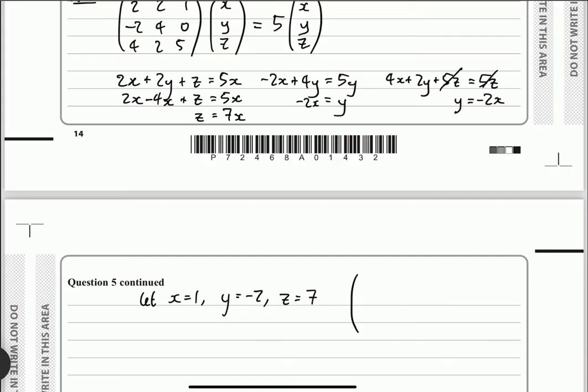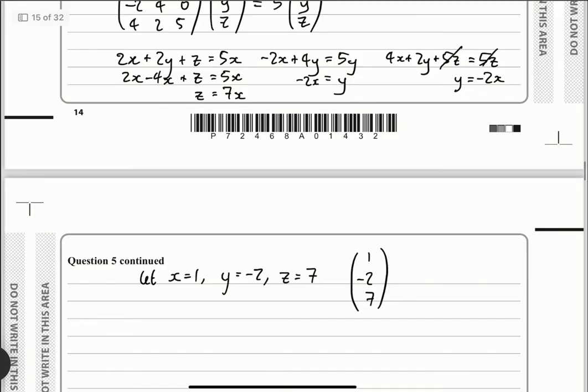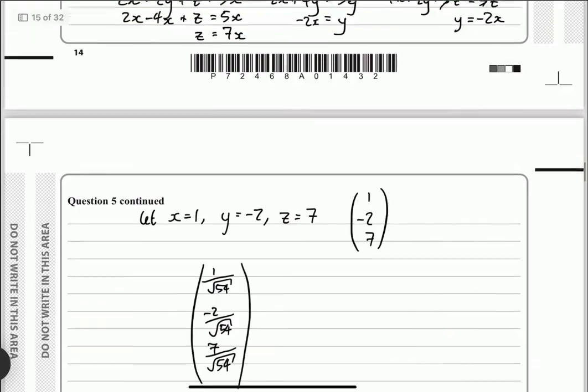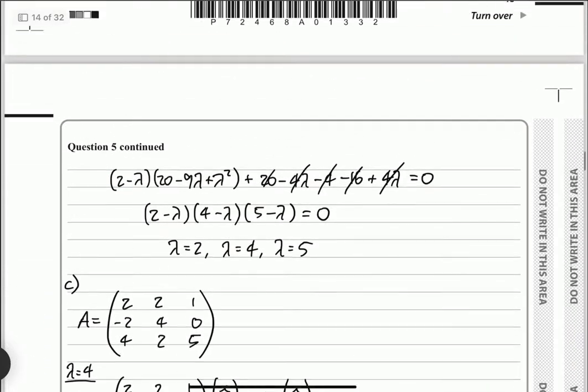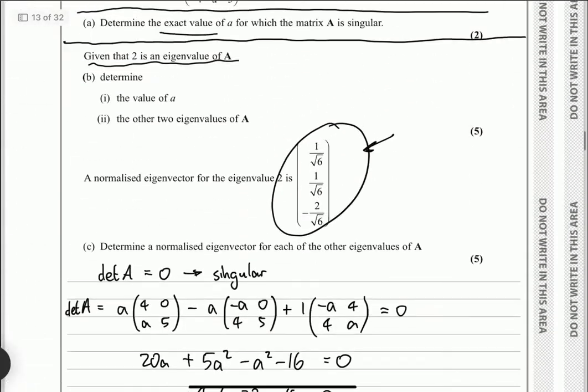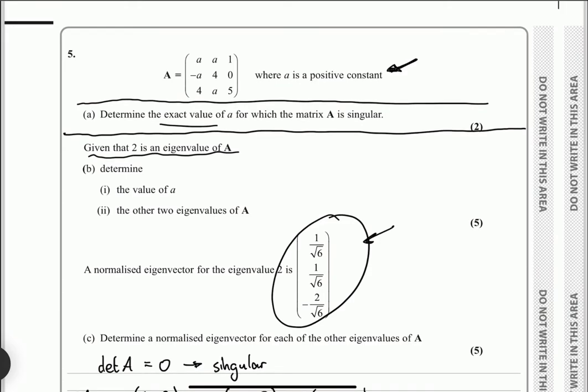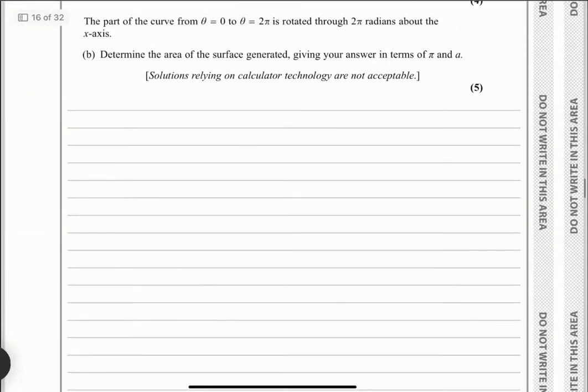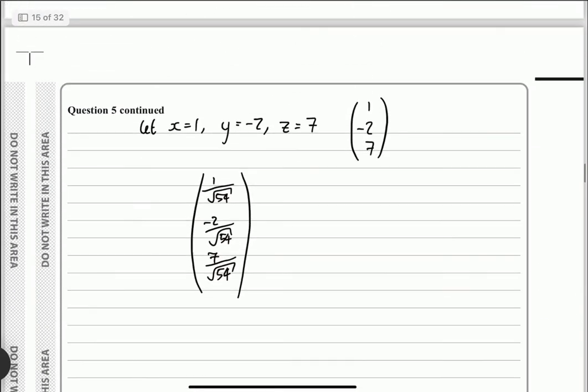Again, that gives us a vector, but not the normalized vector. 7 squared plus 2 squared plus 1 squared is 54. So we've got 1 over the square root of 54, minus 2 over the square root of 54, and 7 over the square root of 54. And that is the normalized eigenvector for lambda equals 5. That, I think, is the question finished. Yes. On to question 6. Oh, too far. I got onto the last page of working there. Don't often do that.